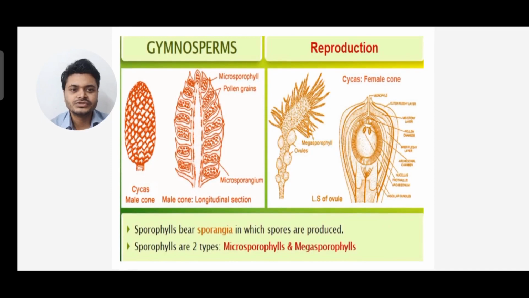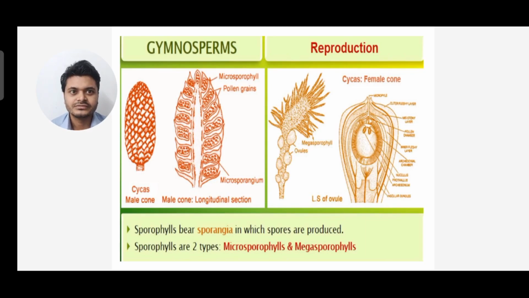Now you can see this strobili, this sporophyll. You can see the sporophyll bears sporangia in which spores are produced. Sporophylls are of two types, microsporophyll and megasporophyll. You can see the male cone on the left-hand side and the LS of the male cone has been given, where you can see the pollen grains, microsporophyll and microsporangium. So in the microsporangium, a lot of microsporophylls with pollen grains are there, right?